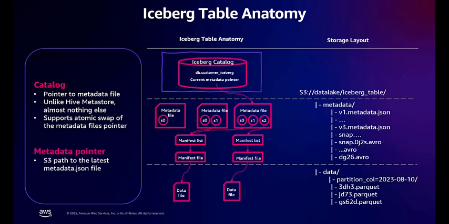So just to summarize, you have the catalog. Catalog is nothing but a pointer to a metadata file. So unlike Hive Metastore, it does not store anything. It's just a URL, and it supports an atomic swap of the metadata file pointer. Now, the metadata pointer is again a pointer to the S3 path where the latest metadata.json file is stored.